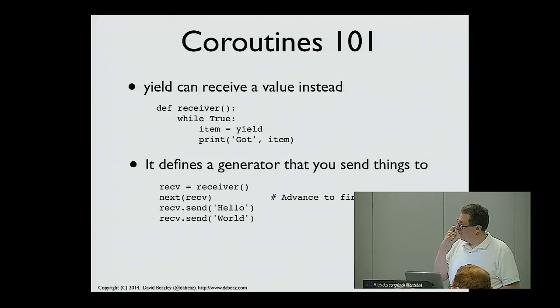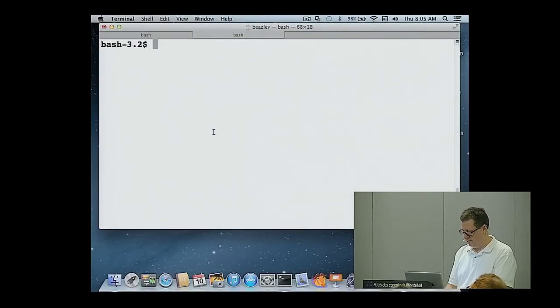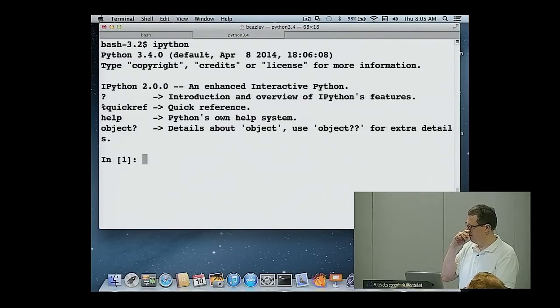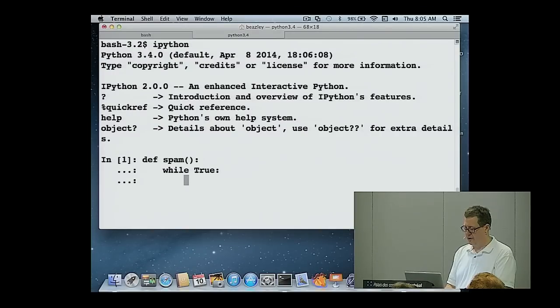Another thing that gets a little wild is the idea that you can actually use the yield statement to receive values. This is a little bit lesser known. In case you've never seen that before, let me do a demo of that. You can write a function, say, here's my function spam, and then drop an infinite while loop in it: item equals yield, print got item, something like that.